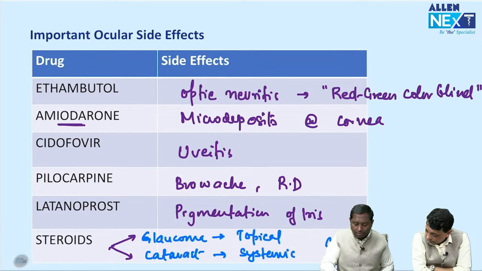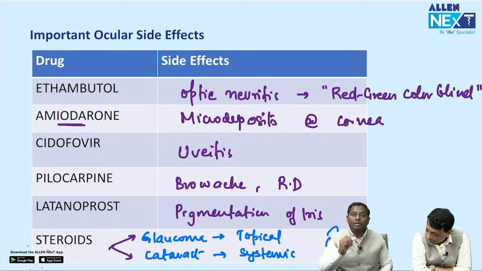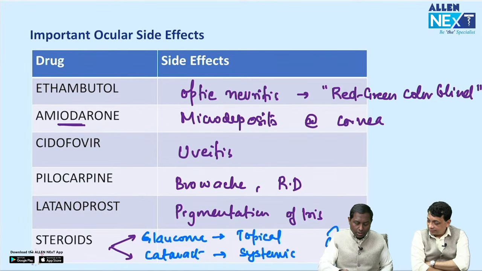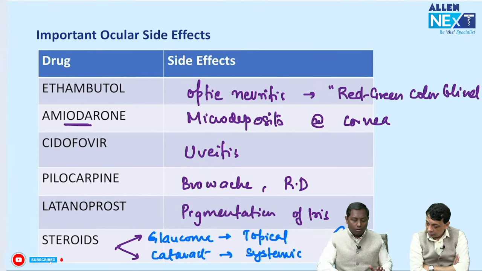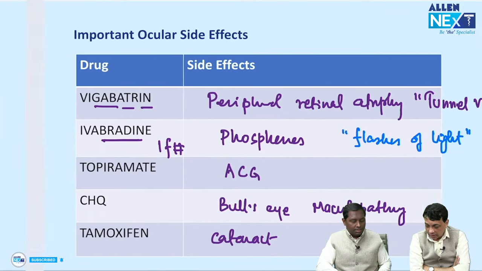We used to remember them by the mnemonic GTCS: Glaucoma due to topical usage, Cataract due to systemic usage. But again, as sir was telling, glaucoma can be due to topical or systemic, but more commonly due to topical, if I'm not wrong. Yes, sir. So I think we have summarized here the important 15 to 16 drugs, and we always get to see one or two questions definitely from these areas, ocular.